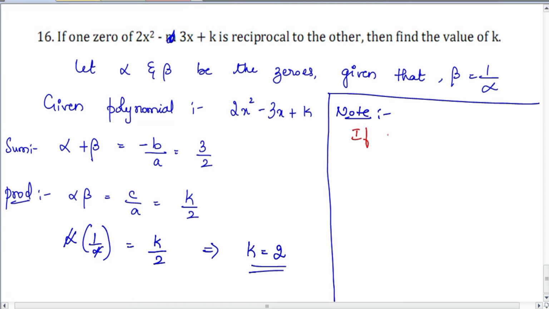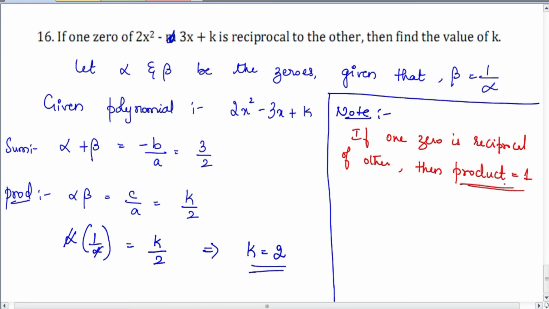If one root is the reciprocal of the other, then the product will be equal to 1. This is the standard result. But to implement this, your polynomial should be of a standard form. The important point that you need to remember is, the coefficient of x square should be equal to 1.